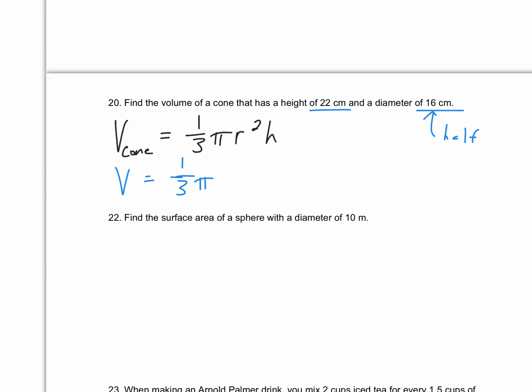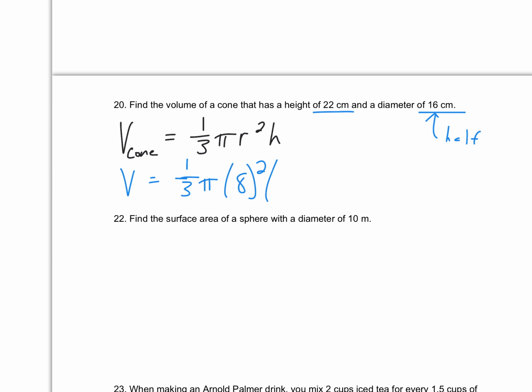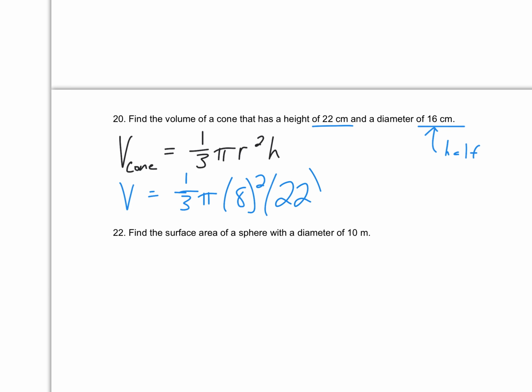Because it gives you the diameter. So the radius is actually 8, and the height is 22. So we can go straight to a calculator here and calculate the volume of this cone. And when I did that, I got a volume of 1474.54 if I round it. And that would be centimeters cubed. Cubed is always volume. So centimeters cubed, or cubic centimeters.